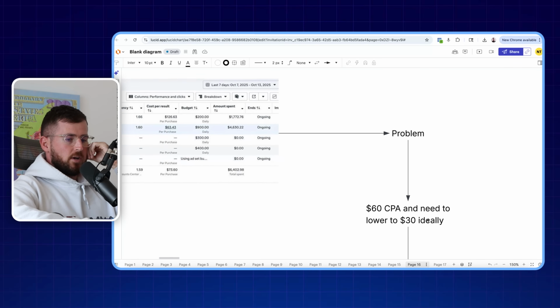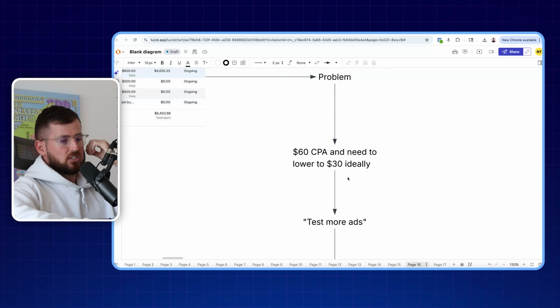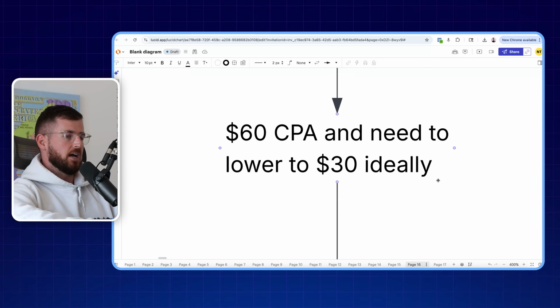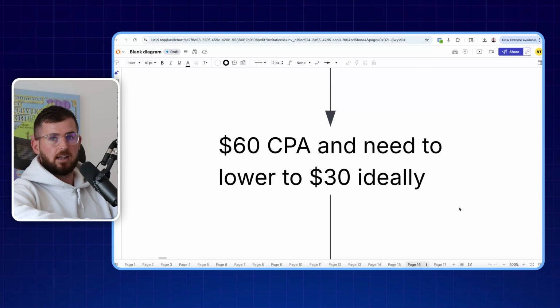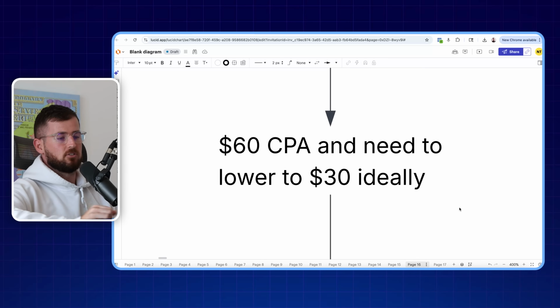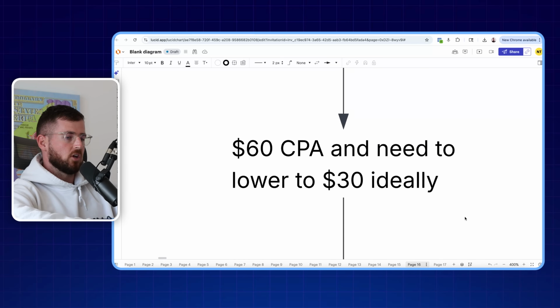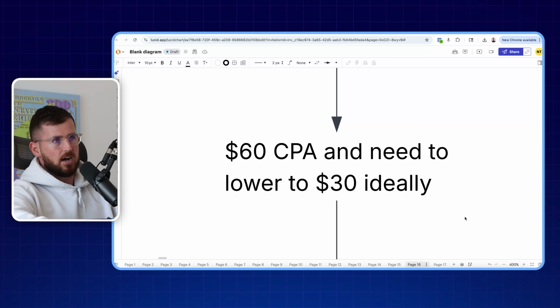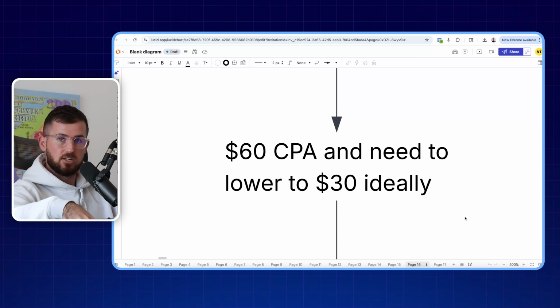So going into it, the main problem obviously is getting CPA lower. If we want to get CPA lower, the main things we're going to look at are the creative itself, the landing page itself, and the offer that we're running. Those are the three big levers I'm going to be focusing on. For this account, we already had the offer dialed in. We already had the landing page dialed in. So we knew it was going to be more focused on the creative side.